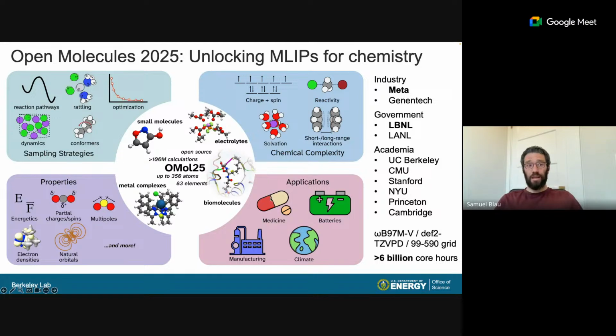But we really think that this data and the models trained on this data can be transformative for medicine, batteries, manufacturing, climate, and the fact that we have snapshots up to 350 atoms and 83 elements of coverage is just far beyond anything that's been done before, as I'll describe in a little bit more detail. And again, everything is fully open source.